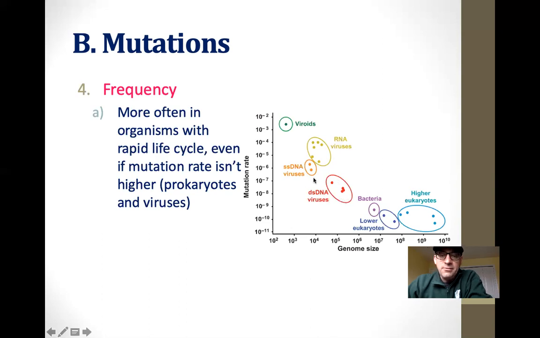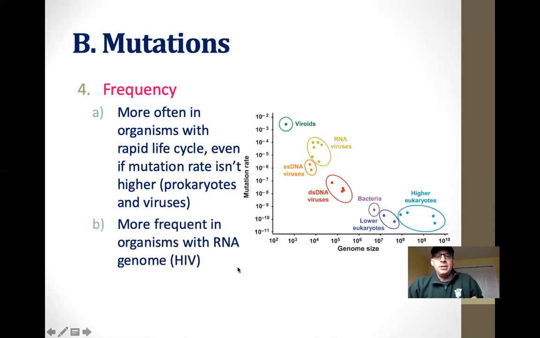And then you can see here, viruses really have a much higher mutation rate, and the frequency of mutation is much higher in organisms that have an RNA genome, like RNA viruses. And remember, we learned earlier about viroids, which are just circular pieces of RNA, have a really high mutation rate. RNA is less stable than DNA and mutates much more frequently. HIV is an RNA virus that mutates rapidly, which is why it's been so hard to develop treatments for HIV, because it keeps changing all the time.